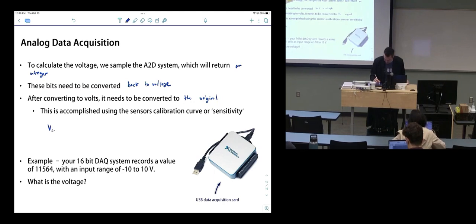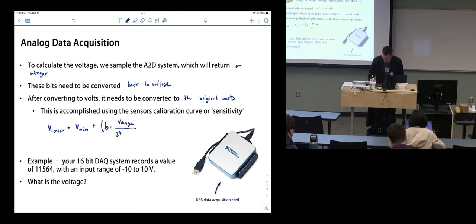It's this equation. Our sensor voltage, which is what we would end up using, before we go back to the original units, equals Vmin plus V times V range over 2 to the bits minus 1, where V is your integer read from your A to D system.